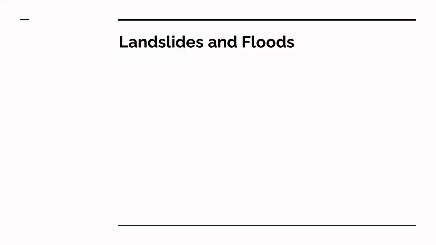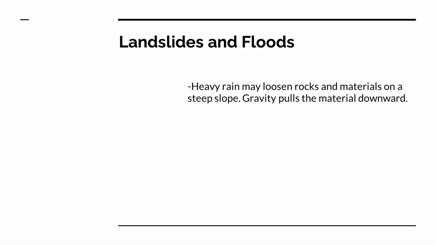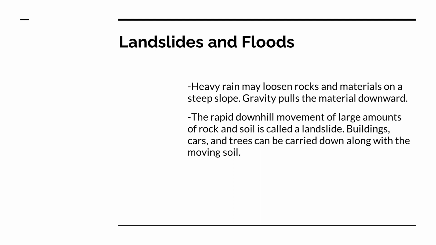First thing we're going to talk about is landslides and floods. Heavy rains can loosen up rocks and materials on a really steep slope. Gravity, of course, then pulls that loose material downward. The rapid or quick downhill movement of large amounts of rock and soil is called a landslide. Buildings, cars, trees, whatever's in the path can be carried down along with the moving soil.